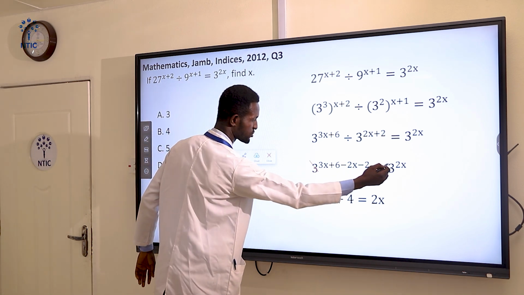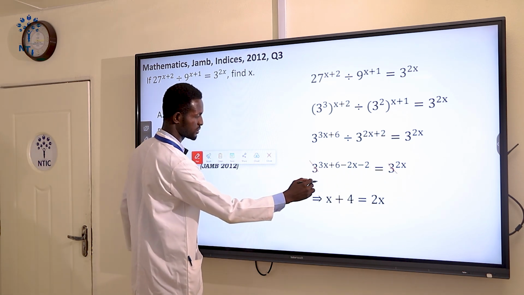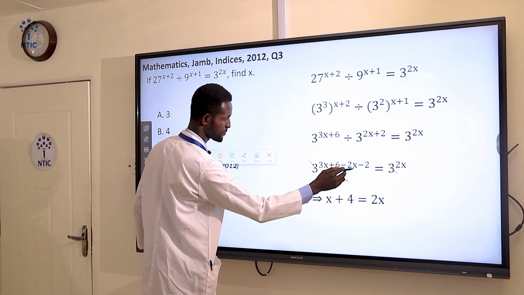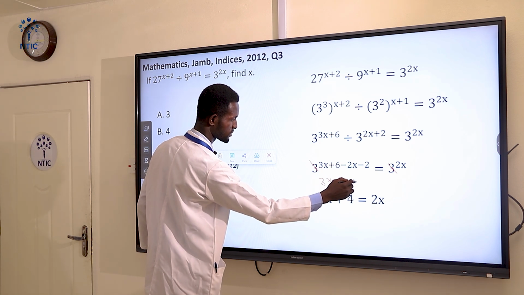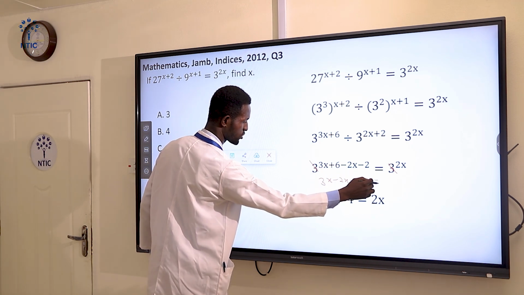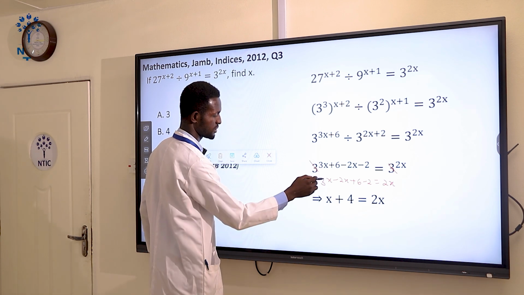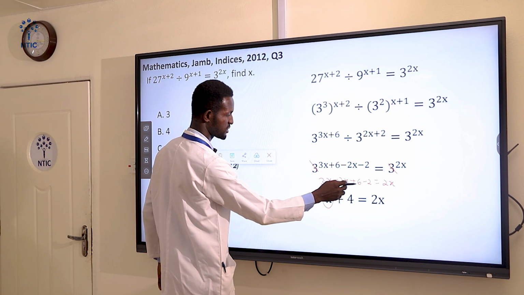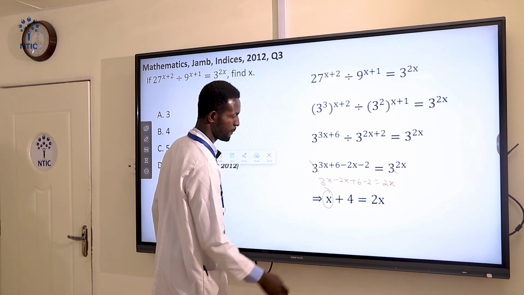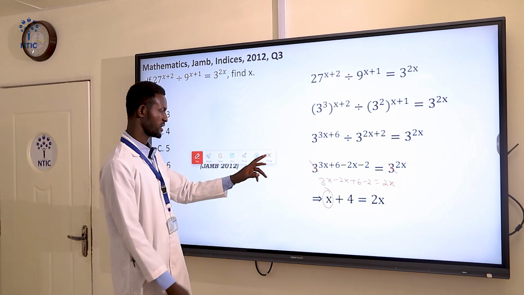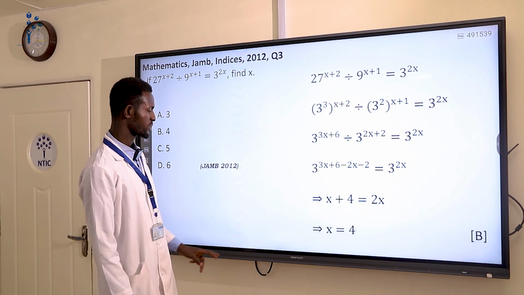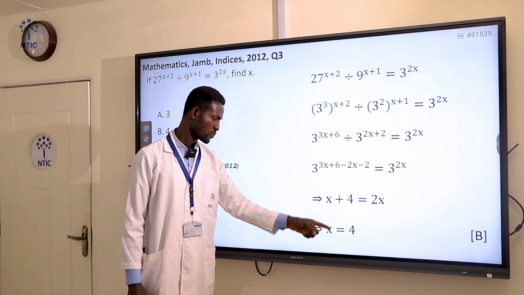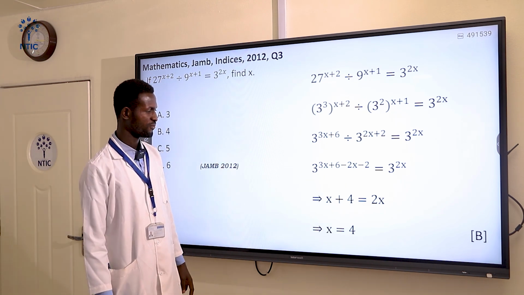3 can easily cancel 3. Then we'll be left with 3x minus 2x plus 6 minus 2 equals 2x. Then 3x minus 2x gives x. 6 minus 2 gives positive 4, equals x. So that's it. We can also collect like terms. After collecting like terms, we get x equals 4.